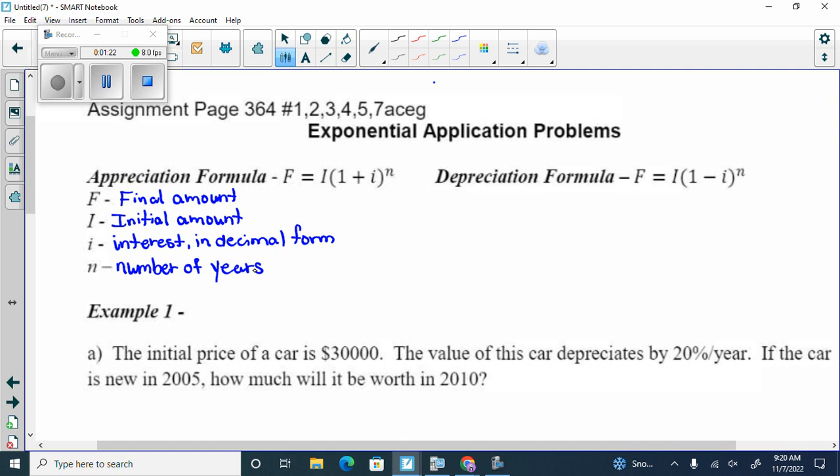Now to explain the formulas, we have 1 plus i and 1 minus i. If it's appreciating, it's growing, so I do 1 plus i. Now I told you i is the interest rate in decimal form, correct? So if it was 88%, it would be 0.88. So I'm doing 1 plus the decimal interest rate. Well, what does 1 represent as a decimal interest rate?